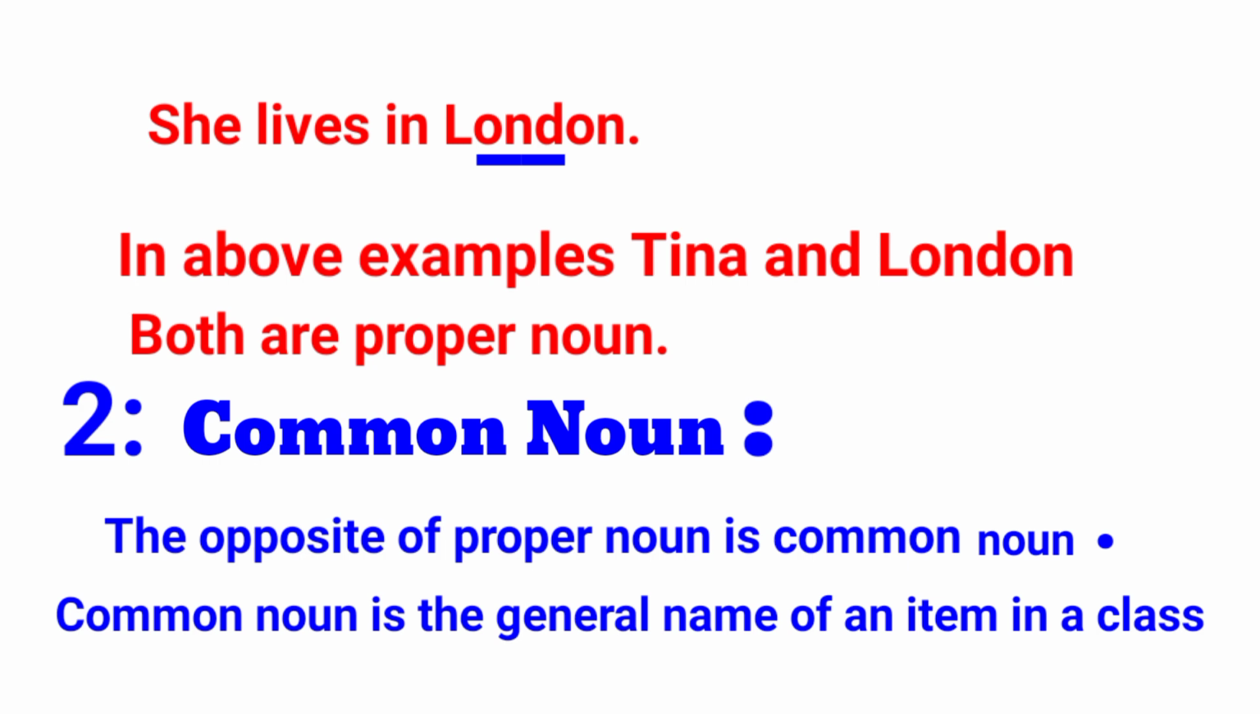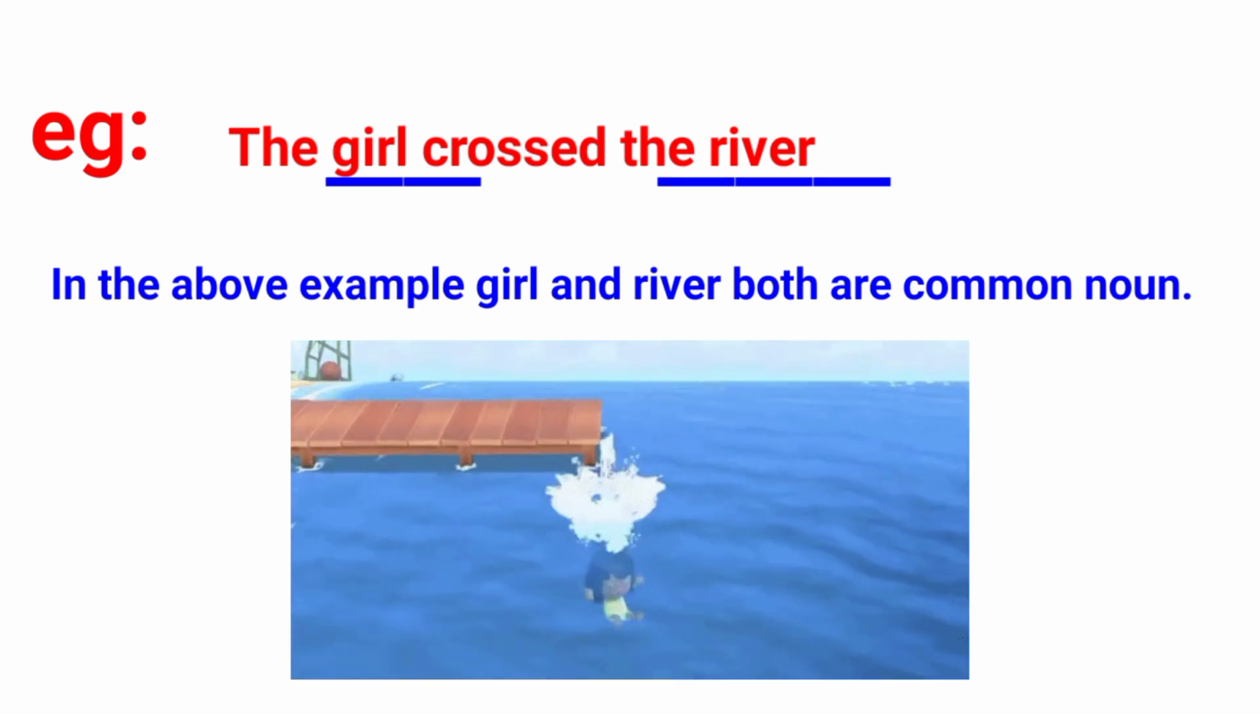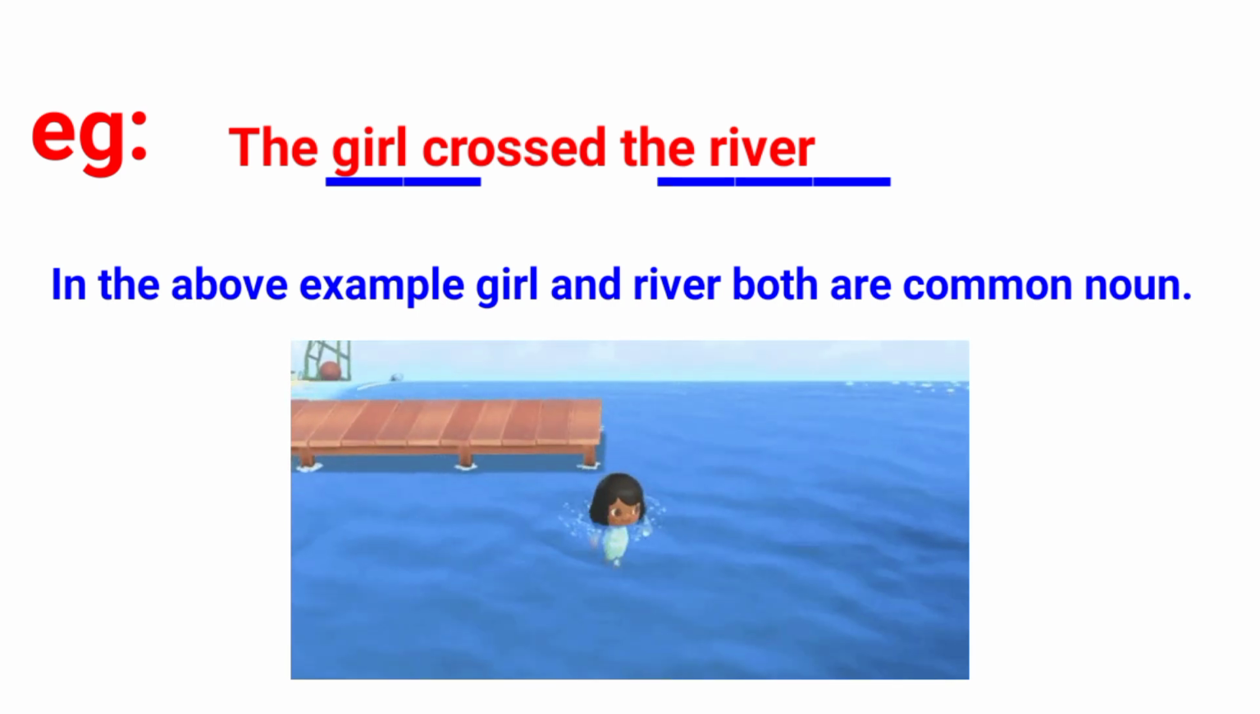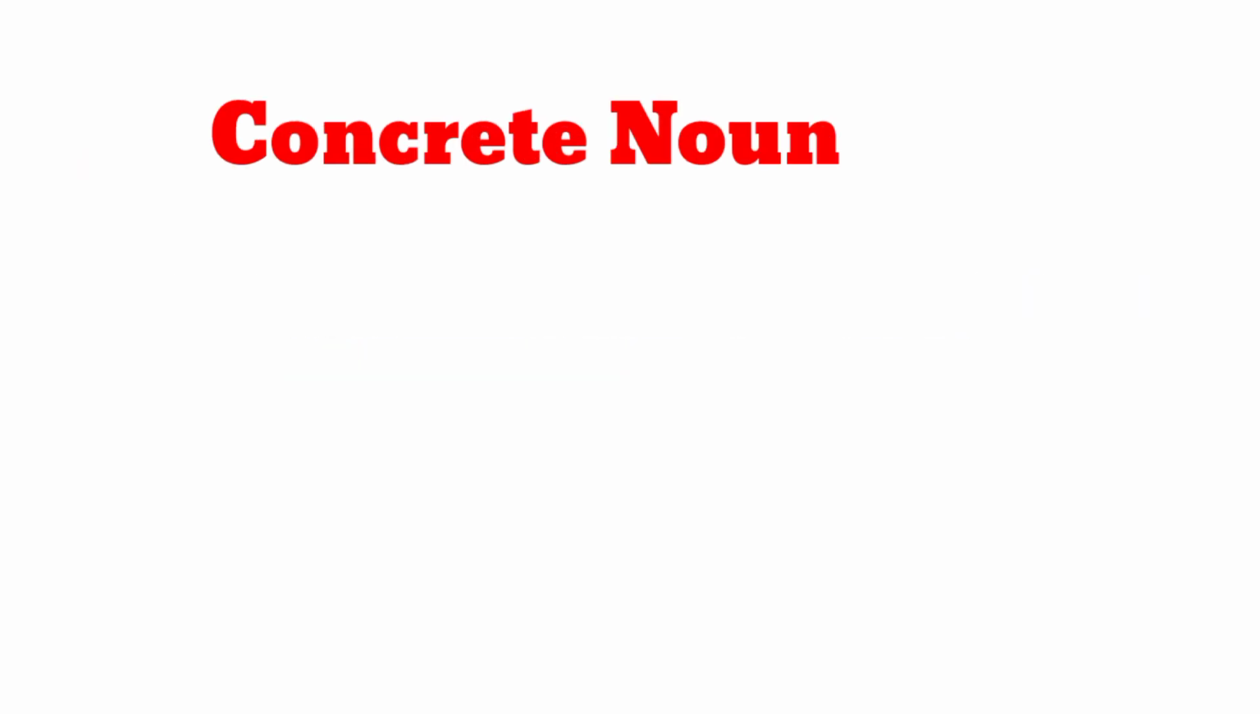Number 2, common noun. The opposite of a proper noun is a common noun. A common noun is the general name of an item in a class. For example, the girl crossed the river. In the above example, girl and river are both common nouns.